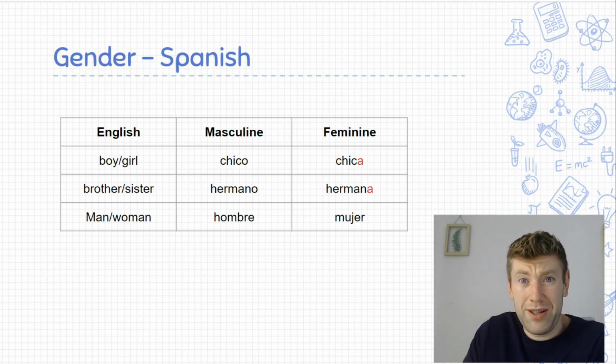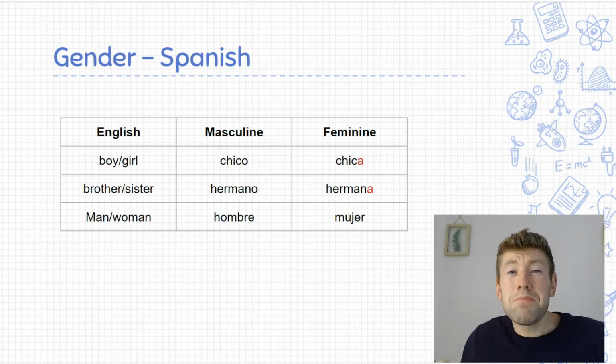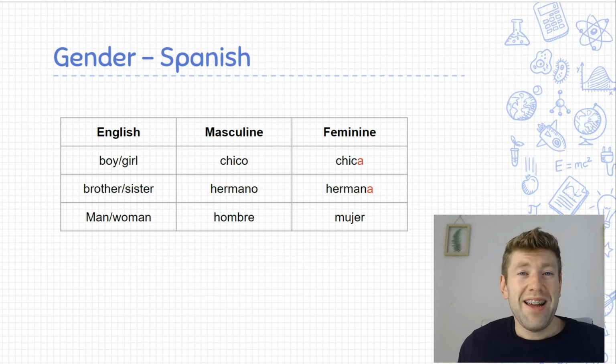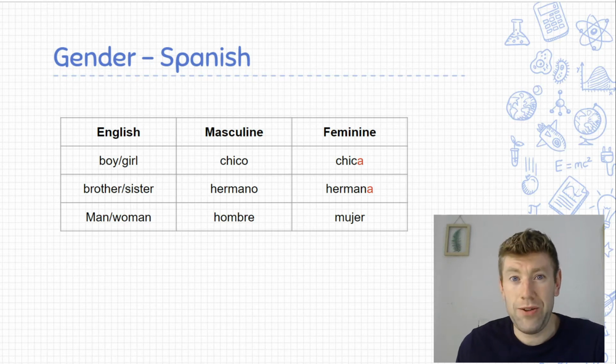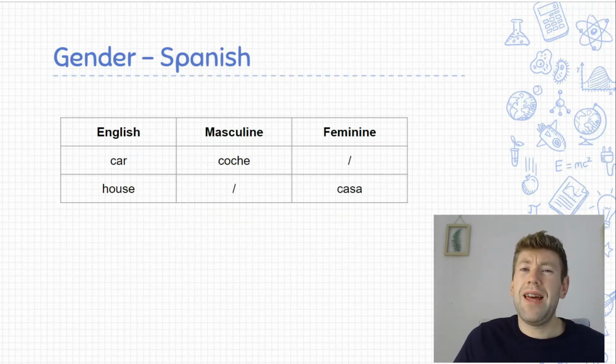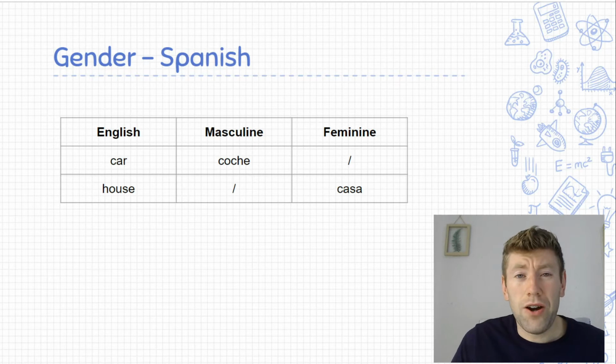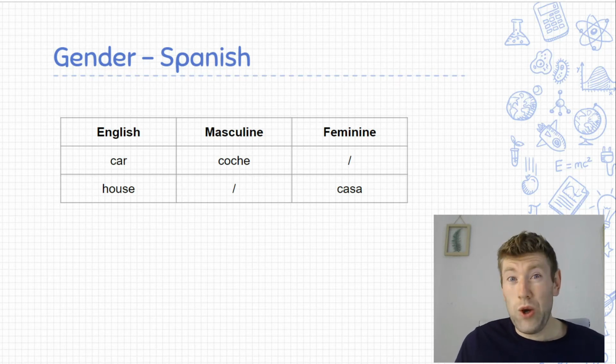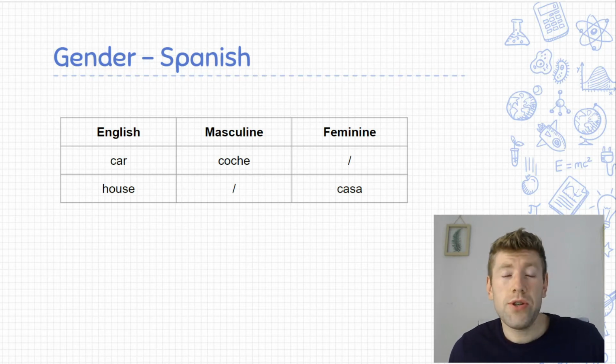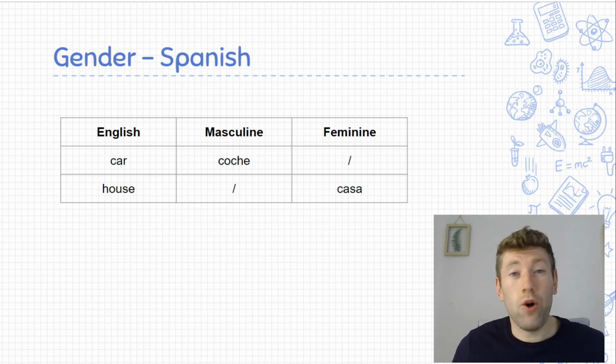You know, they're biologically male or biologically female. But Spanish goes one step further, and it actually puts gender on everything. So things that you might have felt were neutral or don't have a gender, in Spanish they do. So let's look at an example. For example, in Spanish, car is coche, and it's always masculine, whereas house is casa, and it's always feminine.